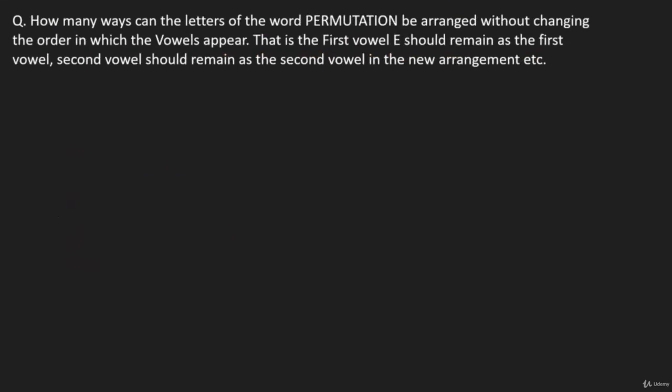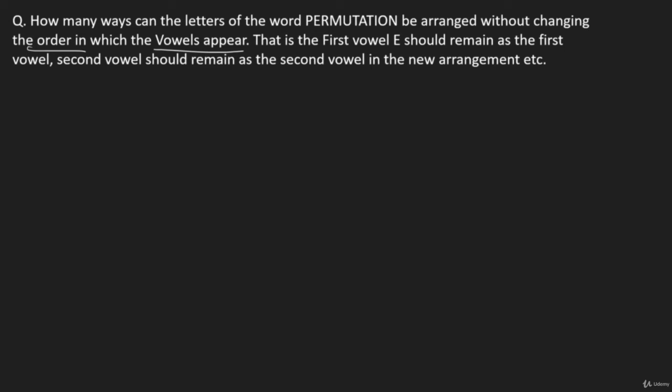Let's do this question. How many ways can the letters of the word permutation be arranged without changing the order in which the vowels appear? That is, the first vowel E should remain as the first vowel, second vowel should remain as the second vowel in the new arrangement, etc. Alright, pause the video, give it a try, and then let's do it together.